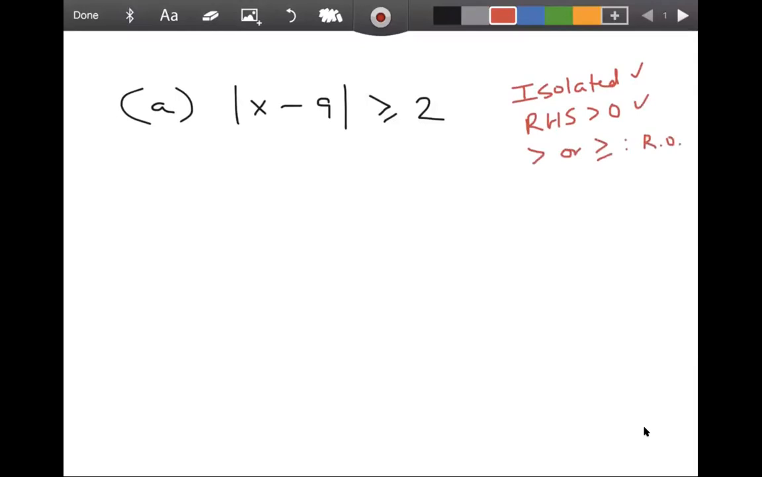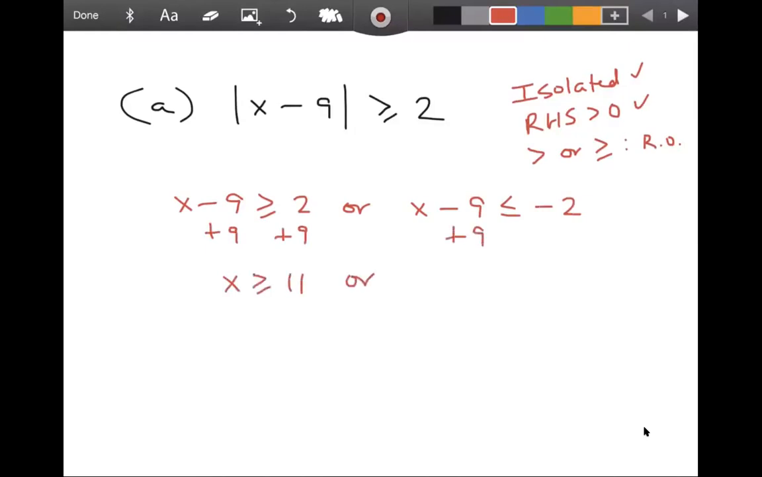All right, so I am going to change this to x minus 9 is greater than or equal to 2, or the other possibility is x minus 9 is less than or equal to negative 2. Once you have it rewritten in that form, it's very easy to solve. Just add 9 to both sides of this one, gives you x is greater than or equal to 11. Add 9 to both sides of this one, gives you x is less than or equal to 7.